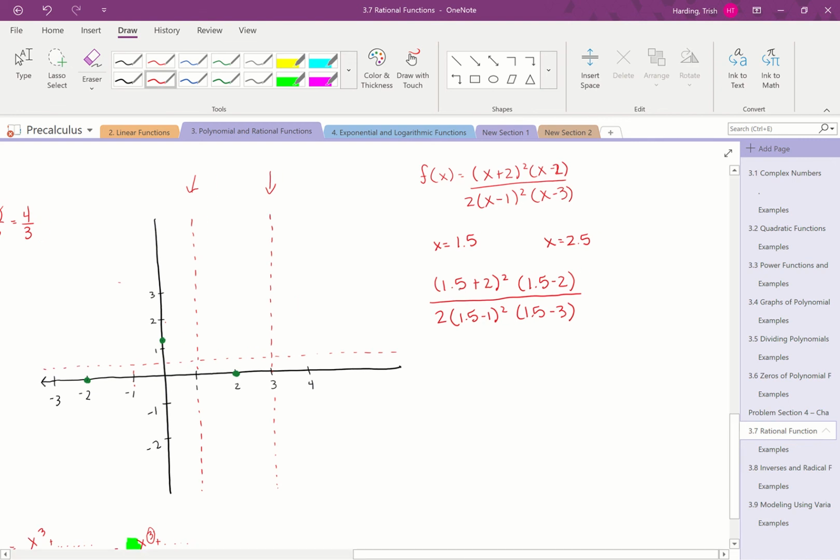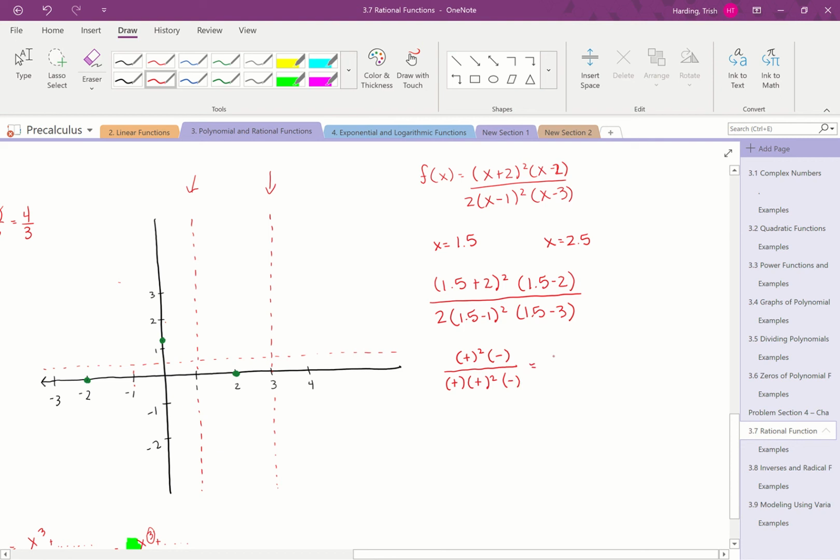So notice that 1.5 plus 2 equals a positive number, so we're going to have a positive number squared. Notice that 1.5 minus 2 gives us a negative number. We don't worry about the 2 because it's positive, so no matter what it's multiplied by, it will take the sign of something else. But if you want to keep it, you can. So that 2 is positive. 1.5 minus 1 is positive. It's a positive 0.5. And that will be squared. And 1.5 minus 3 is going to be negative.